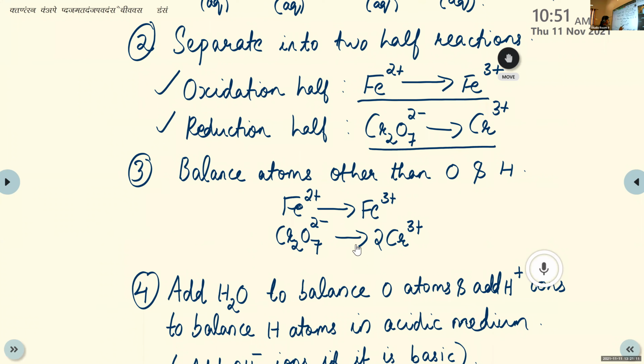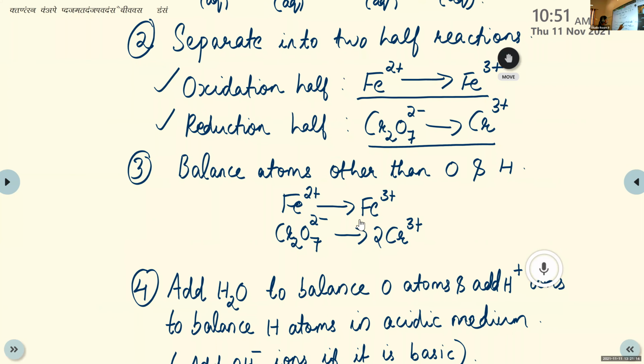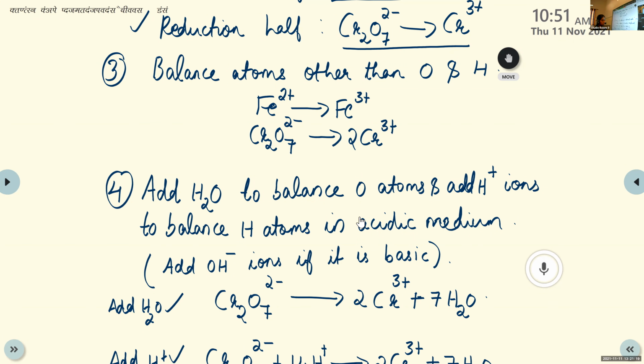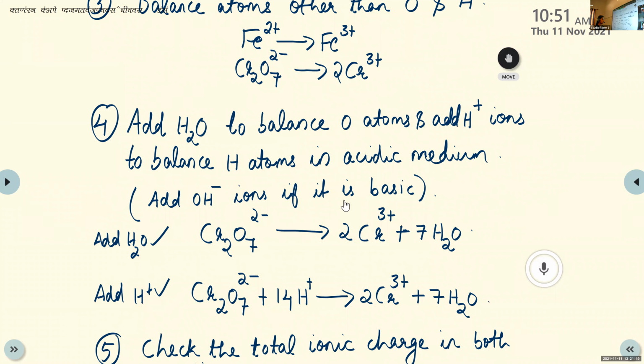Then fourth step. In the fourth step, we have to add H2O to balance the oxygen atoms. That is common for both acidic and basic medium. Okay, we have to add H2O to balance oxygen atoms. And next step, add H+ ions to balance hydrogen atoms in acidic medium. So if it is acidic medium given in the question, you have to add H+ ions. Okay, and if it is basic, we have to add OH- ions. Clear? So first we can add H2O to balance the number of oxygen atoms.